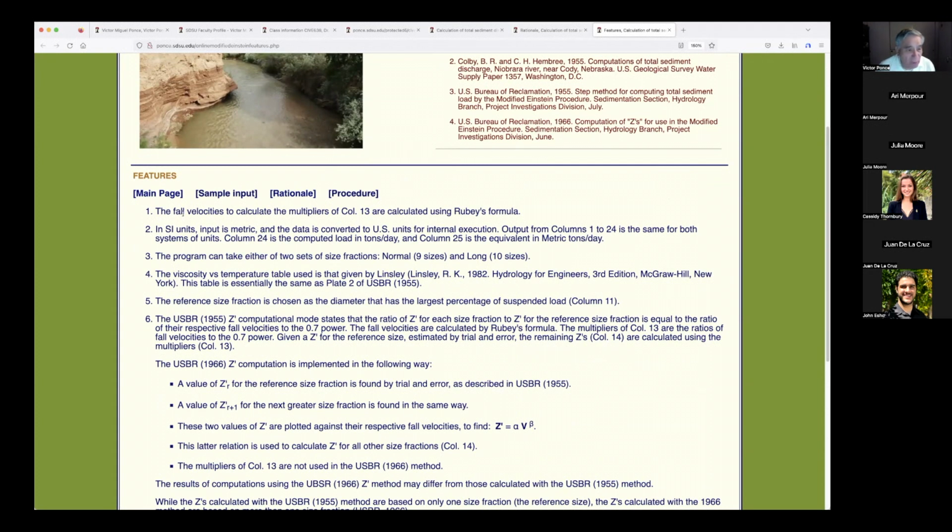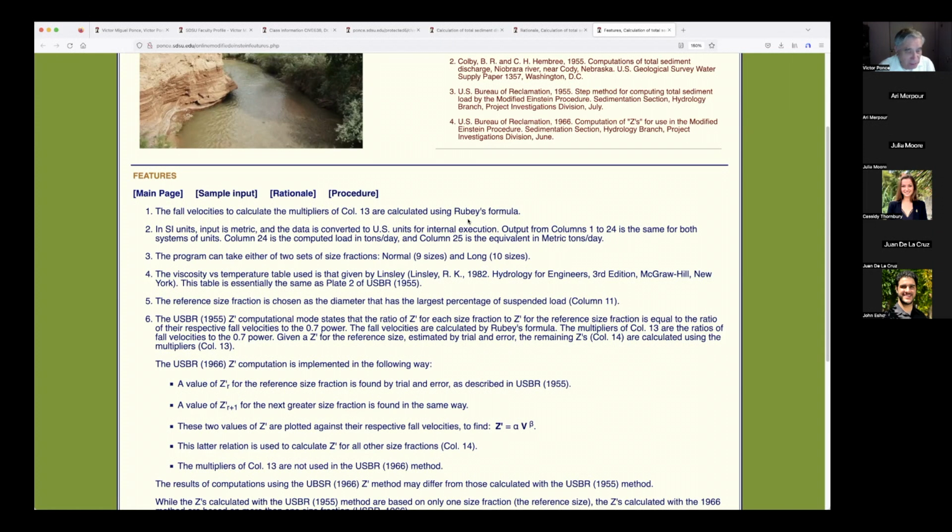Okay, so number one, the fall velocities are calculated using Rubey's formula. And while I did not present to you Rubey's formula, you can find it on the web or in any other reference. You just Google Rubey's formula and spell it that way. Don't spell it any other way because you wouldn't get there. R-U-B-E-Y's formula, sediment, it's there. And we use that formula in the computer program, as well as Colby and Hembree used that formula. Also, we follow what they did.